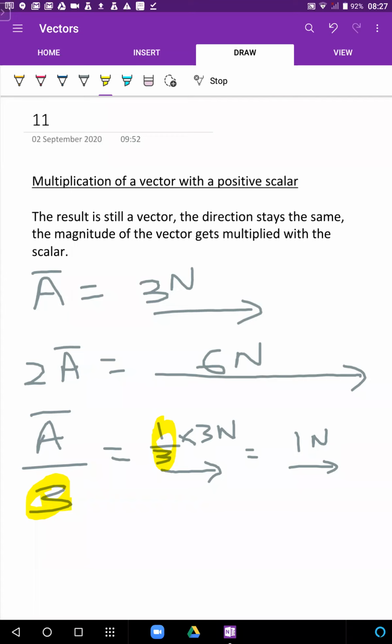Okay, so whichever way you want to see it, either see it as 3 into 1 by 3 or 3 divided by 3, this should be your answer. Are you convinced here? Got the idea? It's a very simple thing that we're talking about. Only the magnitude gets affected.